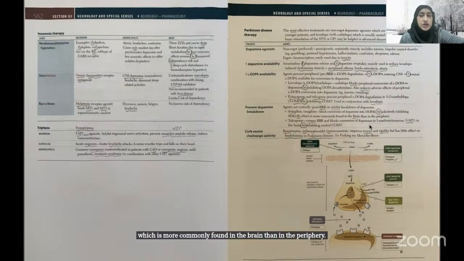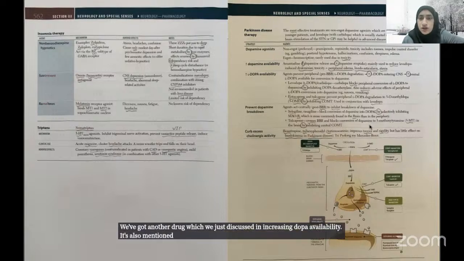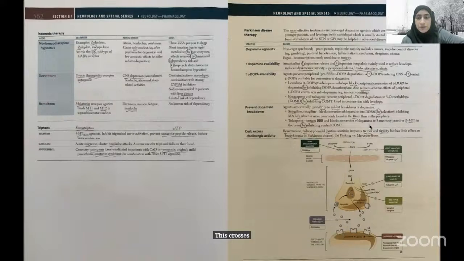We've got another drug, which we just discussed in increasing L-DOPA availability. It's also mentioned here, tolcapone. This crosses the blood-brain barrier and blocks conversion of dopamine to 3-MT in the brain by inhibiting central COMT.